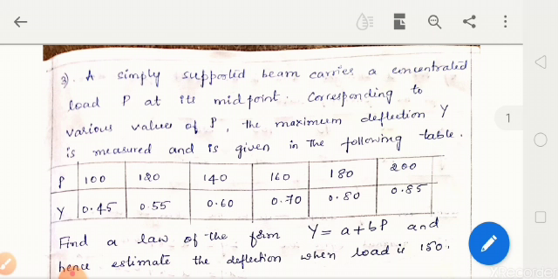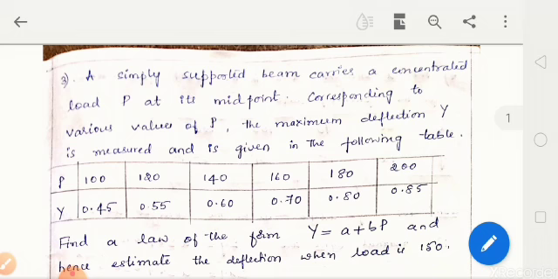Values for P are given as 100, 120, 140, 160, 180, 200. Y values are 0.45, 0.55, 0.6, 0.7, 0.8, 0.85. Find a law of the form y equal to a plus bp and hence estimate the deflection when load is 150.